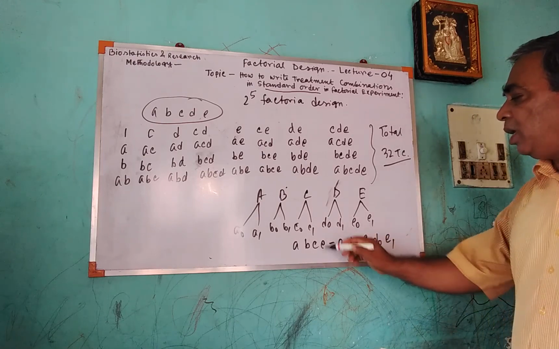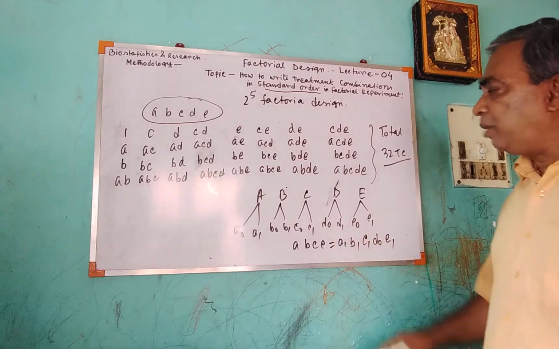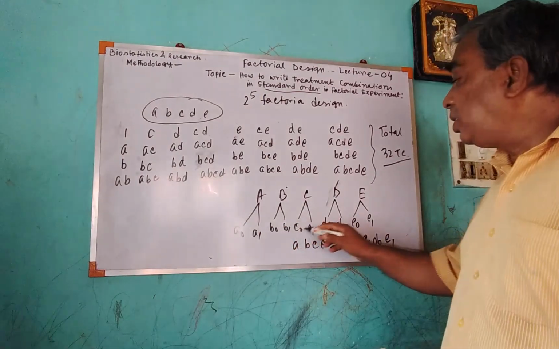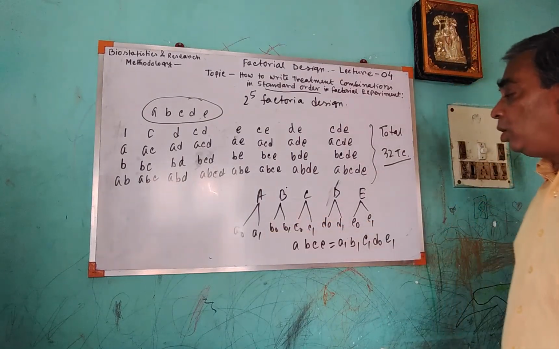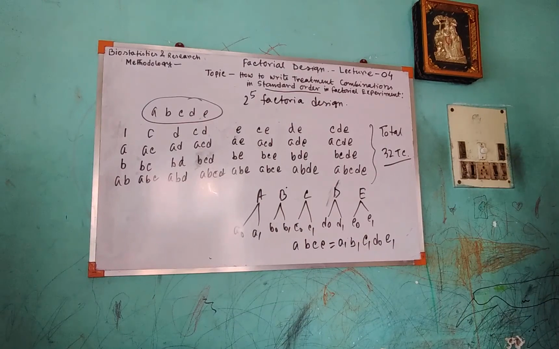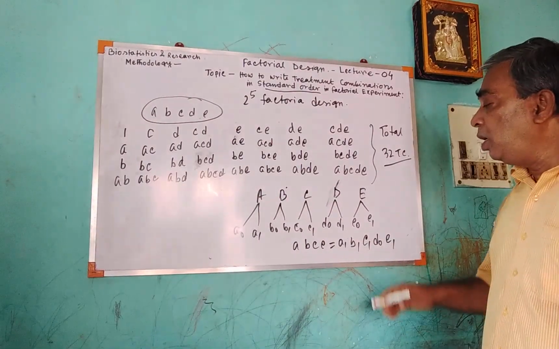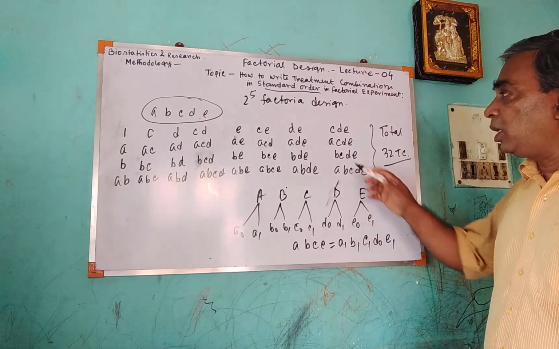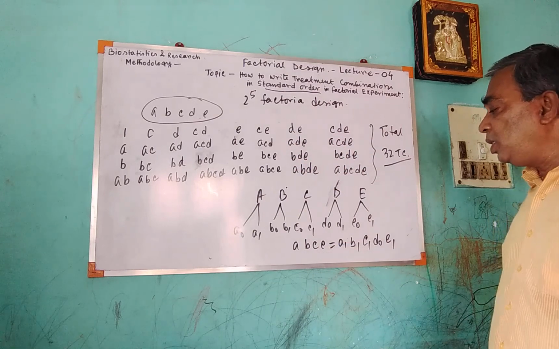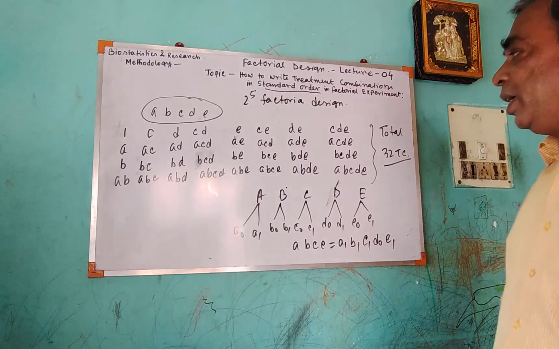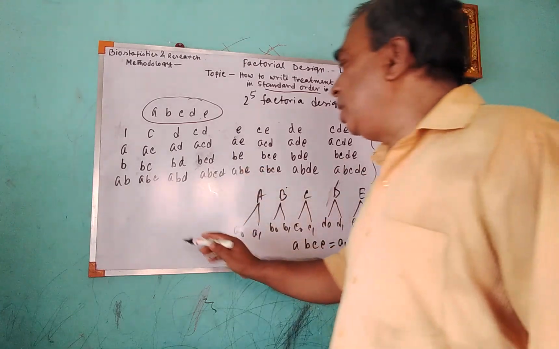This is known as ABCE. This is the combination. That means if we combine all these factors, that is A0, A1, B0, B1, C0, C1, D0, D1, E0, E1, then we are getting 32 treatment combinations. These 32 treatment combinations can be written like this in standard order. So what do you mean by ABCE? This is the meaning.